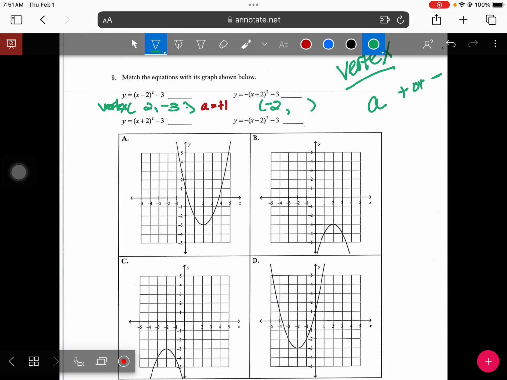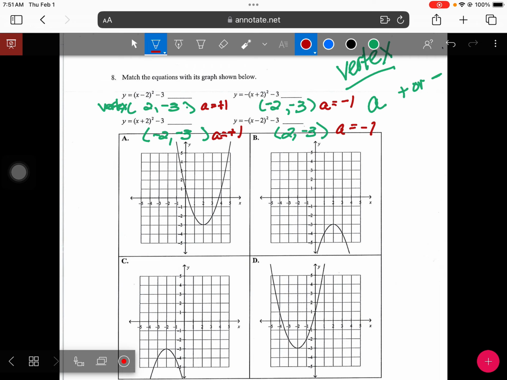Negative 2, remember, opposite. Negative 2, negative 3, and my A value is negative 1. Vertex for this one: negative 2, negative 3, and my A value is positive 1. I'm talking about the A value. You're a step ahead of me. That's all right. And over here, my vertex is 2, negative 3, and the A value is negative 1.